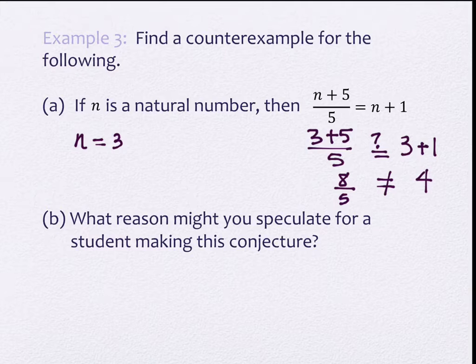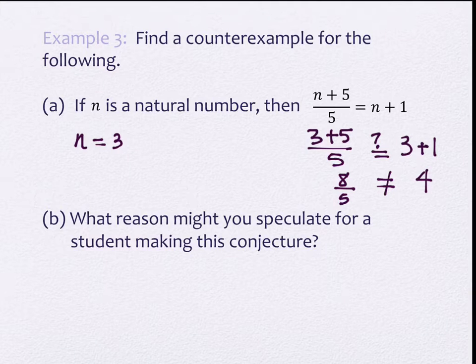In fact, there's only one number that makes this work. Do you know what number makes this work? Can you tell? 0. Yeah, whoever said that, that's exactly right. 0 makes this work. If I did 0 plus 5, I'd get 5. 5 divided by 5 is 1. And on the right-hand side, 0 plus 1 is 1. 0 is actually the only number that makes this work.